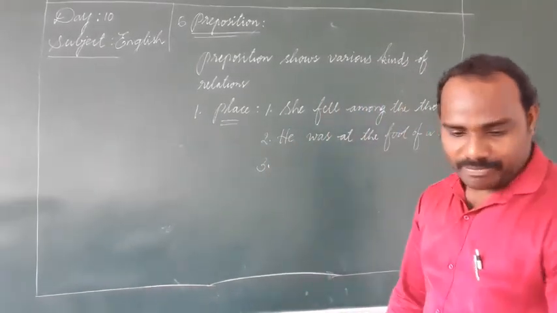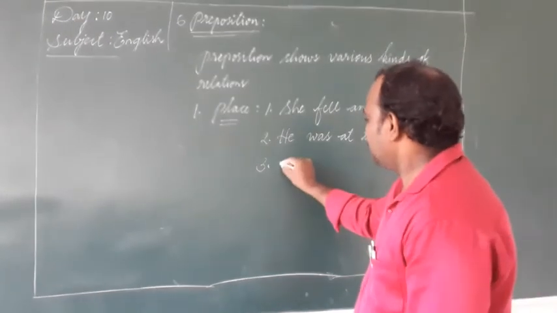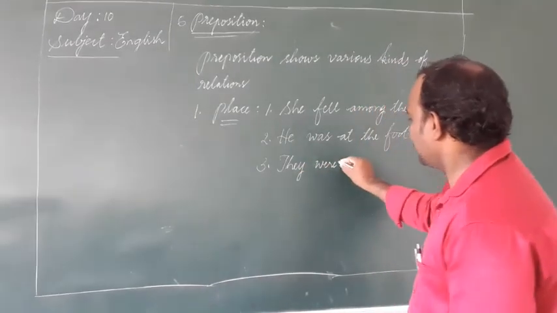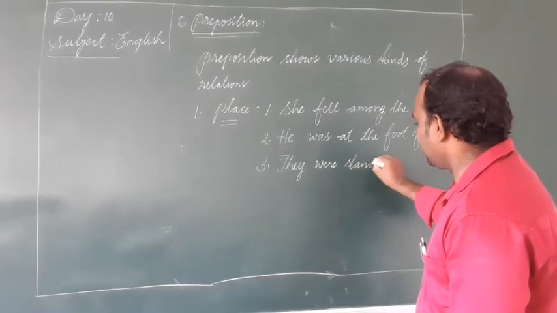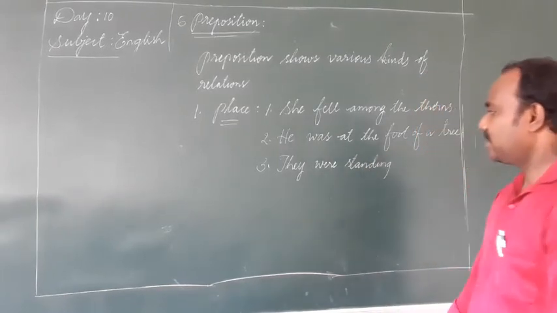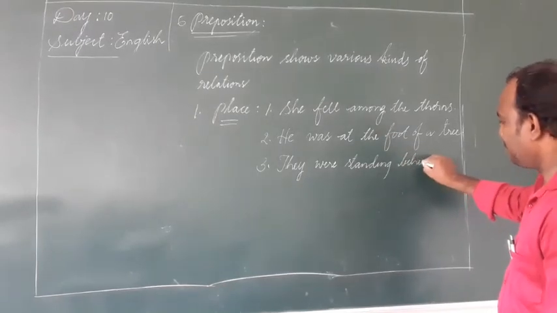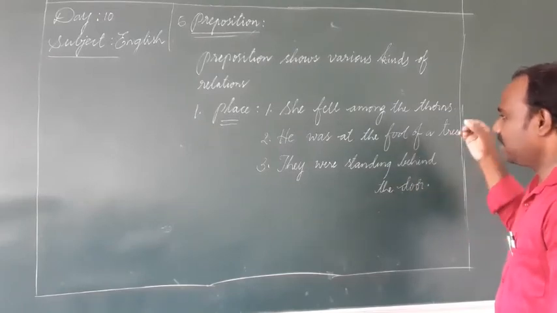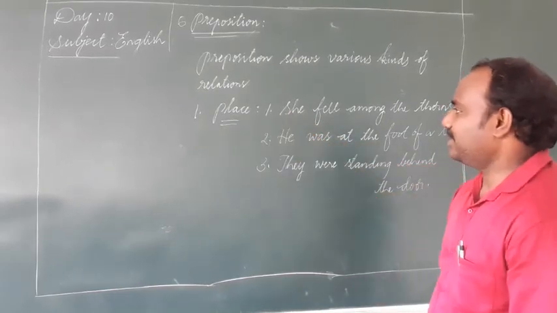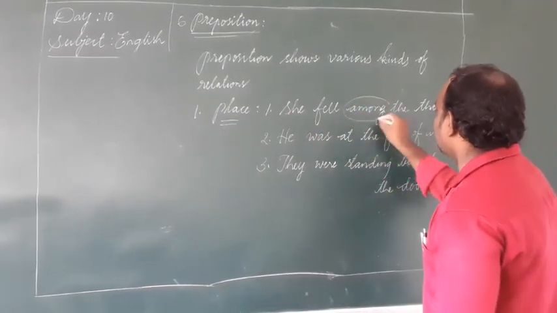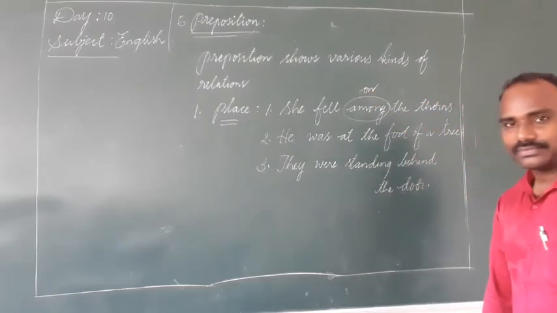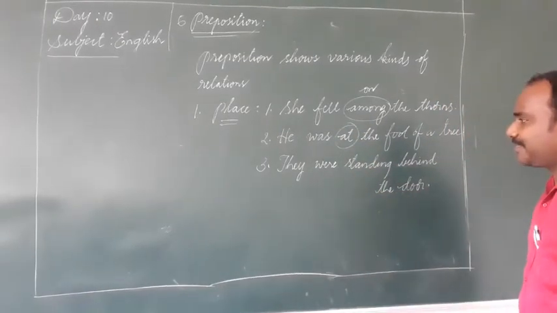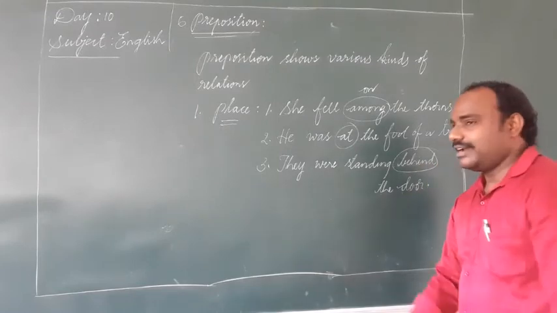Third sentence. They were standing behind the door. Let's look at these three sentences. First sentence, she fell among the thorns or on the thorns. It's a position, a placement. He was at the foot of the tree. They were standing behind the door.